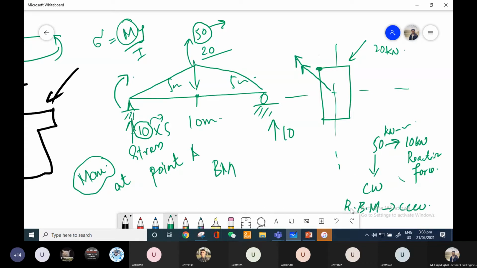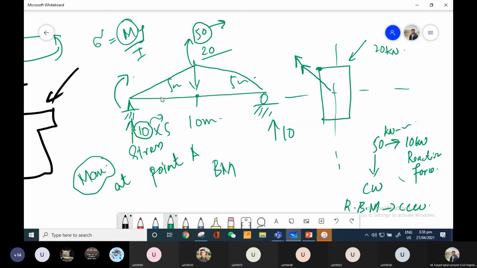Now, what is the concept? You have to find which load is producing this 50 kilonewton meter, and then based on that particular load, for example, in this one, this 10 kilonewton force is producing the 50 kilonewton meter, and based on this particular force, you are going to find the moment.